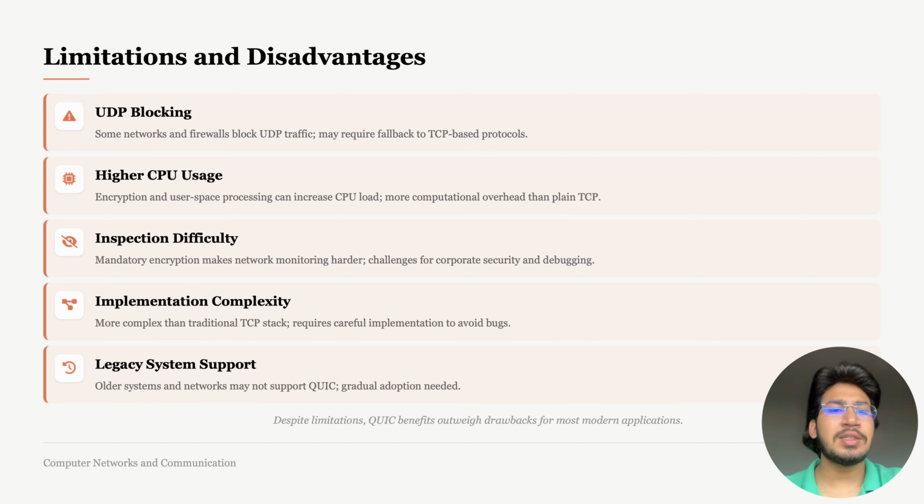The next slide is about the limitations and disadvantages. If something has advantages, it also has some disadvantages and limitations. Because it uses UDP, some firewalls or networks may block or restrict it. This can cause fallback to other protocols as well. QUIC is also more complex than simpler protocols like UDP itself.